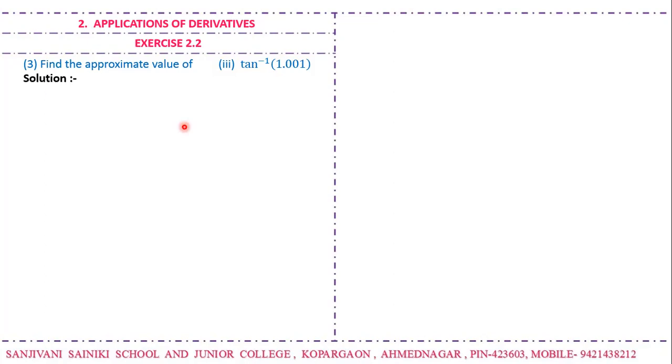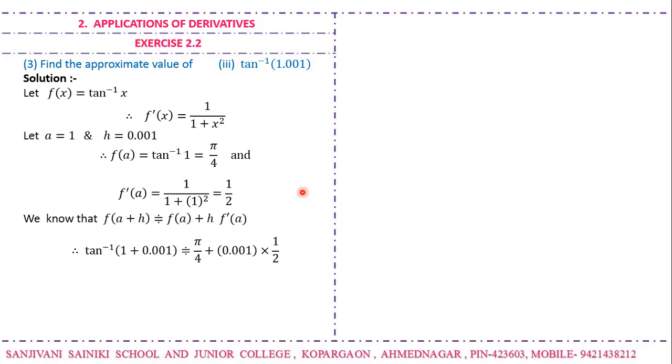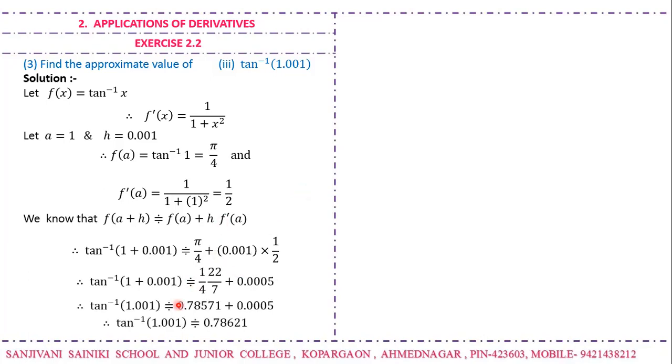Now find the approximate value of tan inverse of 1.001. Now again the same, tan inverse of x, its derivative is 1 upon 1 plus x square, a is 1 and h is 0.001. Okay, take the formula for approximation and put those values in this formula and simplify it. You will get tan inverse of 1.001 as 0.78621.